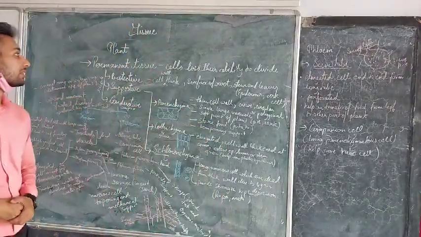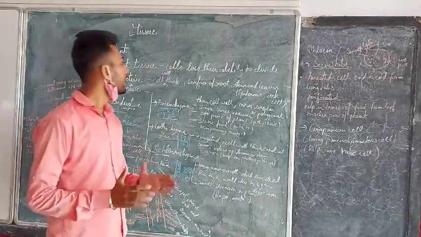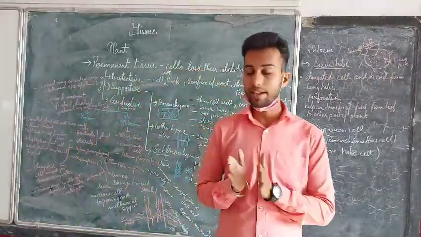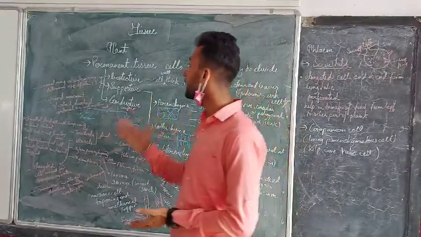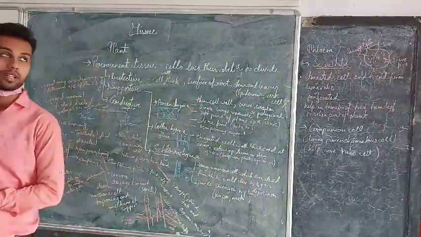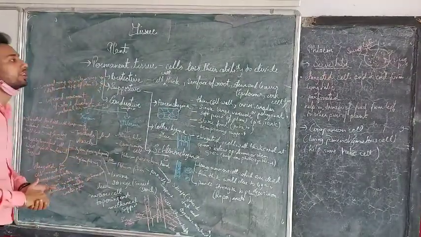Good morning, children. In the last lecture, we studied the meristematic tissue, in which we learned that meristematic tissues are those tissues which have the ability to divide. Now, in this lecture, we are going to study the next part of the chapter on tissue, in plants only, that is the permanent tissue.